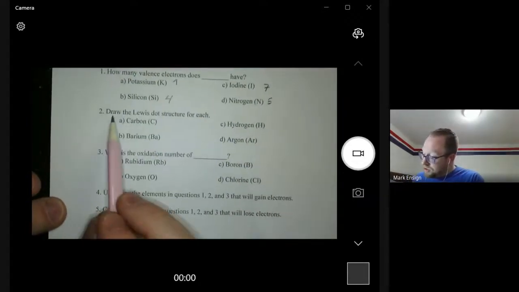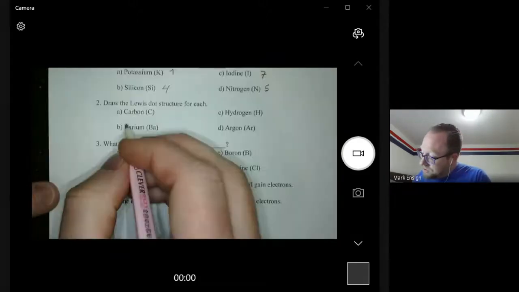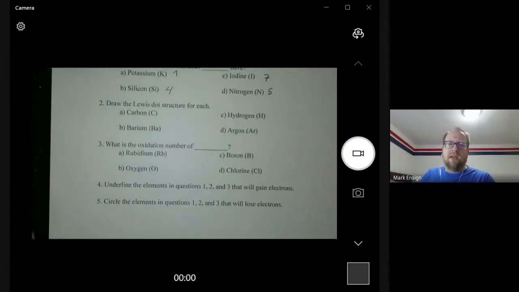Question 2 says to draw the Lewis dot structure for each. So a quick review on how to draw Lewis dot structures. The first thing you've got to do is know how many valence electrons this atom has. So I'm just going to write that number down underneath. There isn't a spot for it on your assignment, so don't worry about writing that down. I'm just writing it so that we can remember.